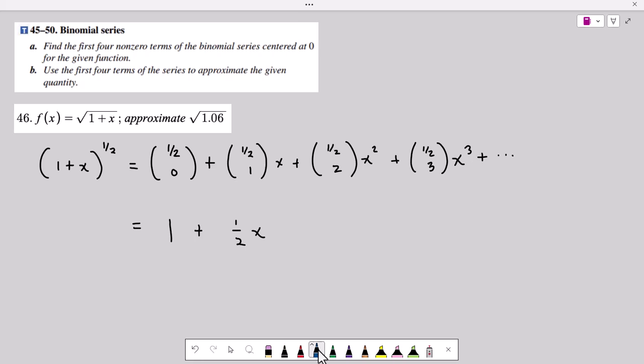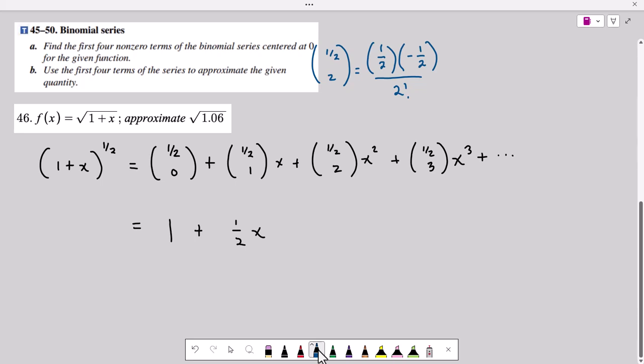Now here we have to do that numerical definition. So we start at 1/2, and then we subtract 1, and then we divide by 2 factorial. So this is 1/2 choose 2. In the numerator we get minus 1/4, and in the denominator we get 2, so overall we get negative 1/8. So that is our new coefficient here, negative 1/8 x squared.